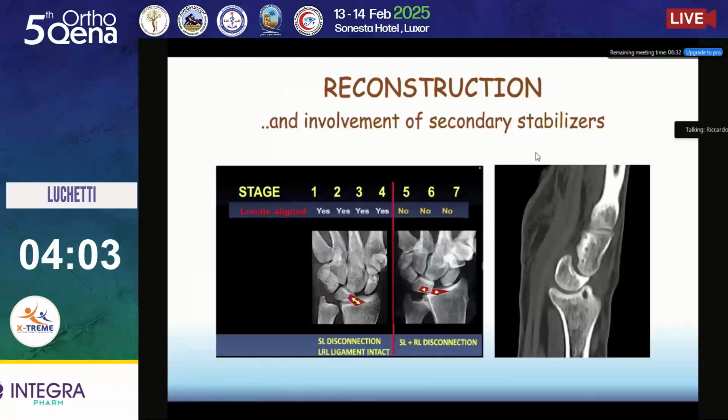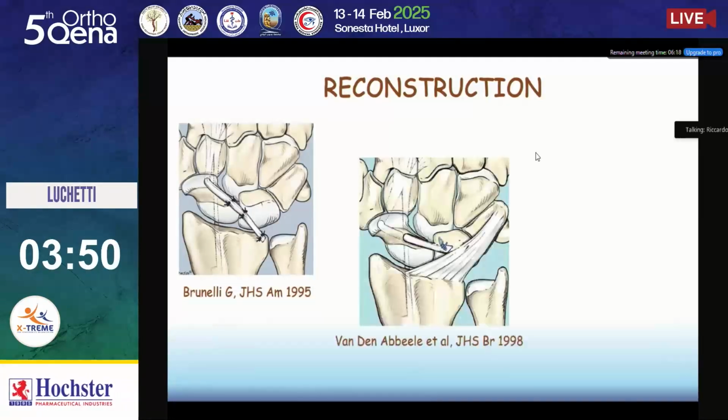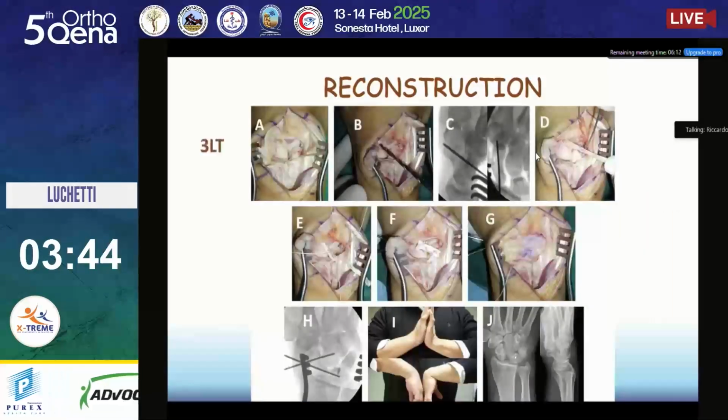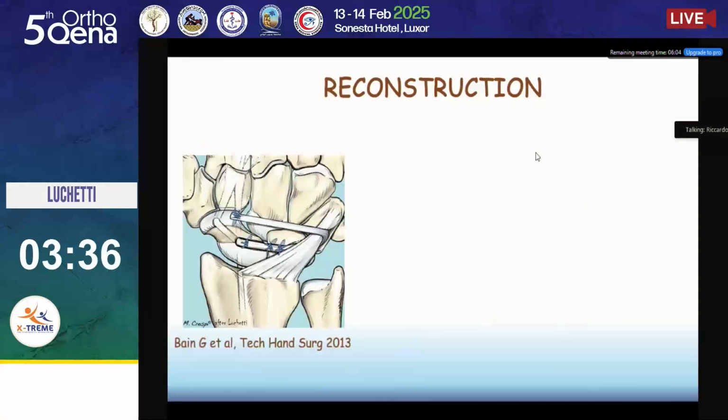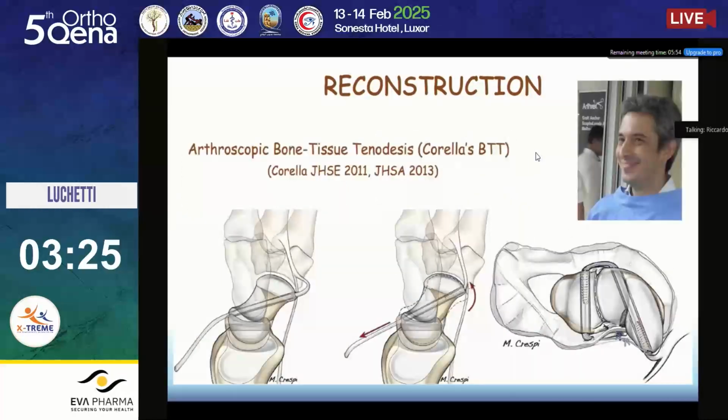When you have a translation of the carpal bones ulnarly, you cannot do this kind of surgery. You need to include also the reconstruction of the extrinsic ligament. And to do that, you need to use the Brunelli technique or Van Overstraeten technique or Mark Garcia-Elias technique and more other techniques. This is the technique that I like for open surgery, but you can do also that by arthroscopy. This is the technique proposed by Bain, and this is the technique proposed by Henry, and this is another technique proposed by Descartes. So you can see that there are a lot of techniques.